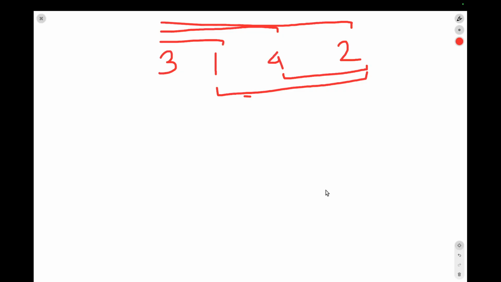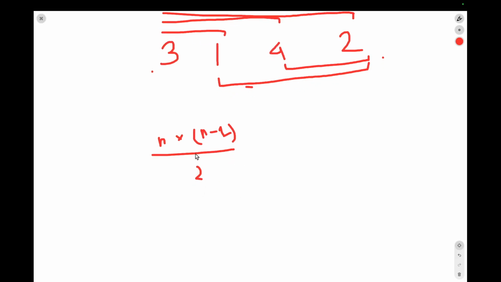But if I ask you what the total number of subarrays is that can be made from this array, you don't need to follow any type of conditions. Just say the number of total subarrays that can be formed using this array. What is the answer? The answer should be n into n minus 1 by 2.